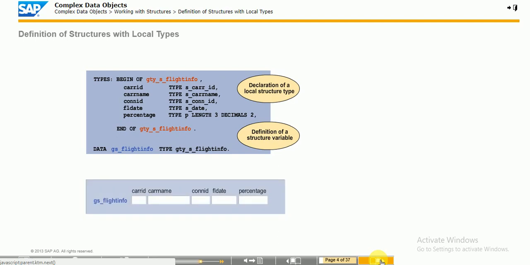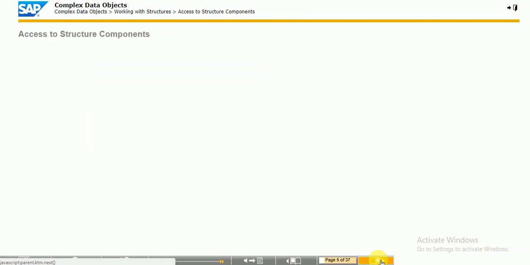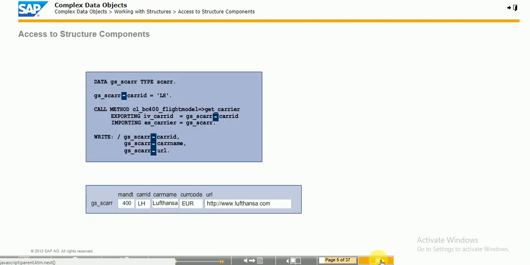If necessary, you can also define a structured data object directly. To do so, all you have to do is replace the leading keyword TYPES with DATA: DATA: BEGIN OF structure name, END OF structure name. Components of a structure are always addressed using a hyphen: structure name, hyphen, component name.